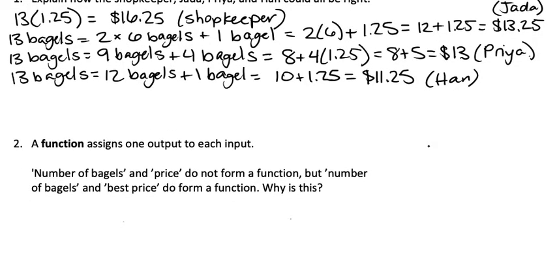A function assigns one output to each input. Number of bagels and price do not form a function, but number of bagels and best price do form a function. Why is this? So when we're looking at functions, what we always want to think about is what is my input and what is my output. And for each input, I need to assign one output and only one output. So thinking about this function, my input is the number of bagels and my output is the price. So I start with the number of bagels and I calculate the price from that.